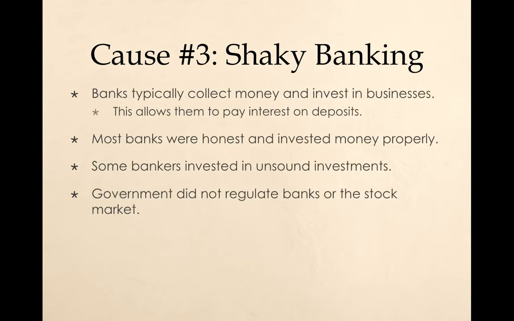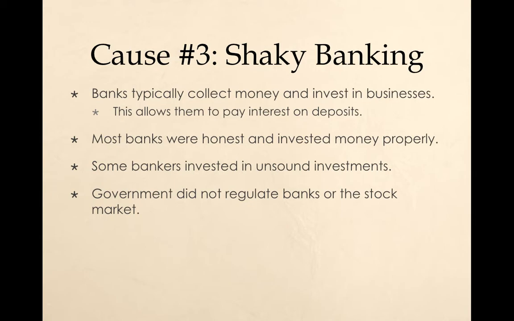Third cause of the Great Depression were shaky banking practices. Banks generally collect money from depositors and then invest these funds in businesses. This enables them to earn money to pay interest on their deposits. The vast majority of American bankers in the 1920s were honest and they followed established banking practices, but there were some bankers who invested their depositors' money in unsound investments.